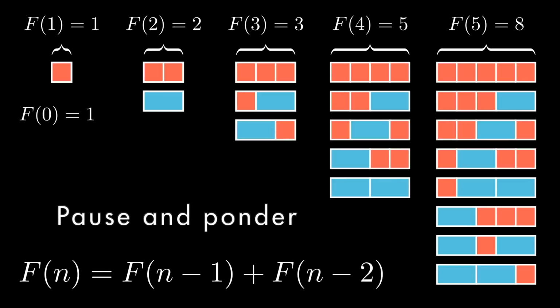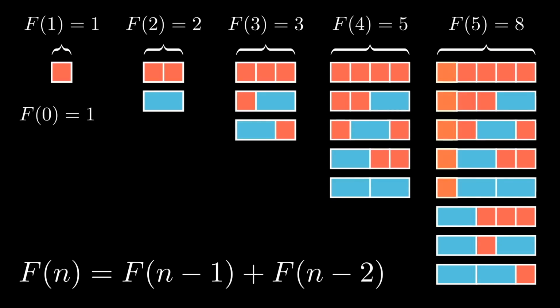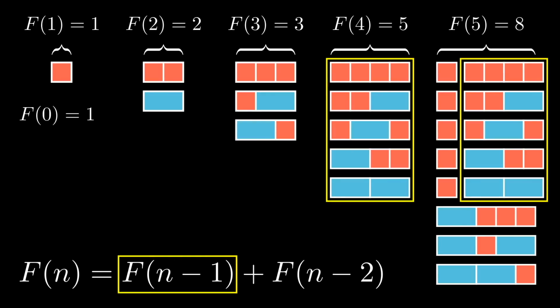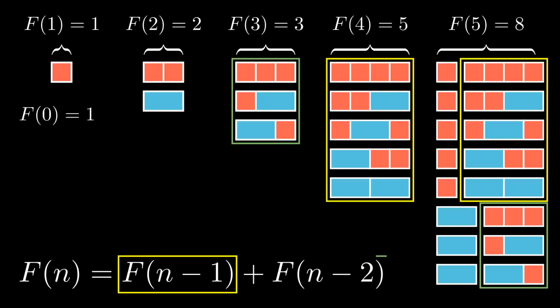This is a good spot to pause and ponder where this recurrence is appearing in our tiling solutions. The idea is to consider the first tile in the tiling, which will either be a square or a domino. If we start with the square, there will be n minus 1 spaces left over, so there are f of n minus 1 ways to finish the tiling. If we start with the domino, there will be n minus 2 spaces left over, so there are f of n minus 2 ways to finish the tiling. The total number of tilings is split up into these 2 disjoint cases, which is why we add those counts together.